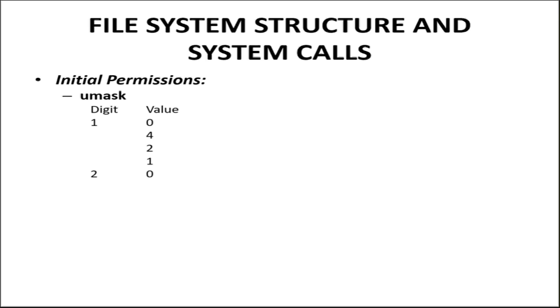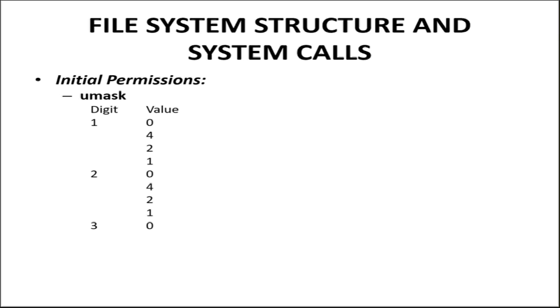In the second digit, if the value is 0, no permissions are disallowed for group. If it is 4, read permission is disallowed for group. If it is 2, write permission is disallowed for group. If it is 1, execute permission is disallowed for group.